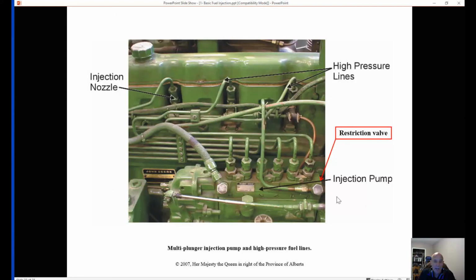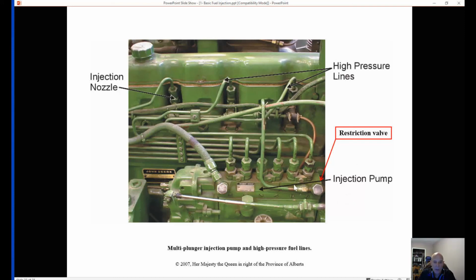When we take a look at the high pressure system, this is a 6-cylinder inline injection pump. These are all set up with one jumper line for each injector, and the injectors are in the cylinder heads. And then off of that, we have a bleed line. And again, on this bleed line, any fuel that bypasses the injector gets returned either back to the system or back into the fuel tank.